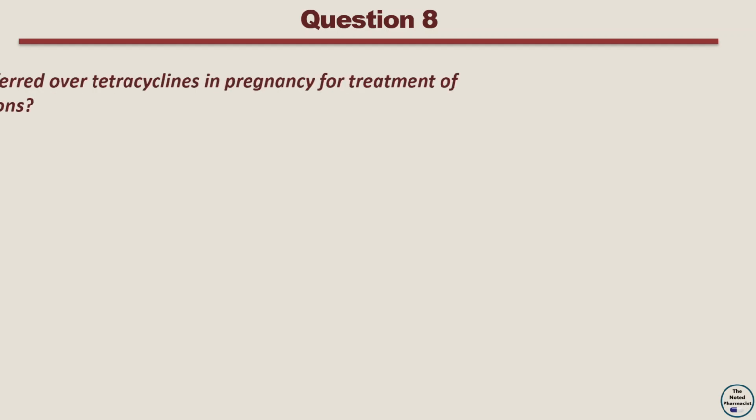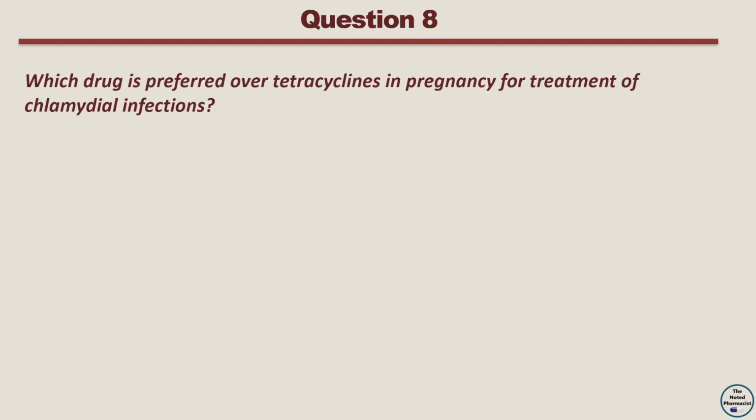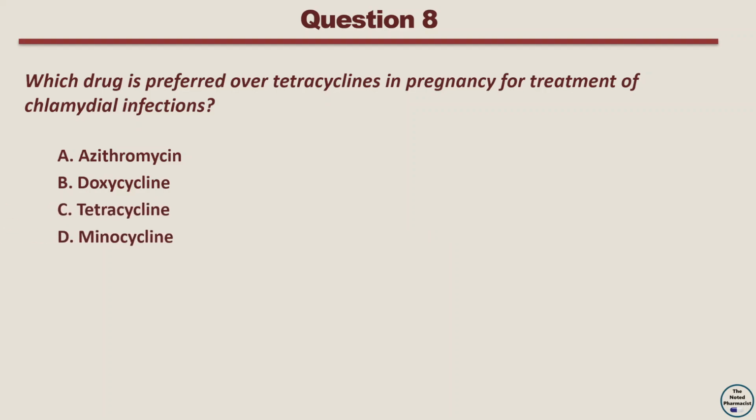Question 8. Which drug is preferred over tetracyclines in pregnancy for treatment of chlamydial infections? Option A, azithromycin. Option B, doxycycline. Option C, tetracycline. Option D, minocycline. Option E, tigecycline.